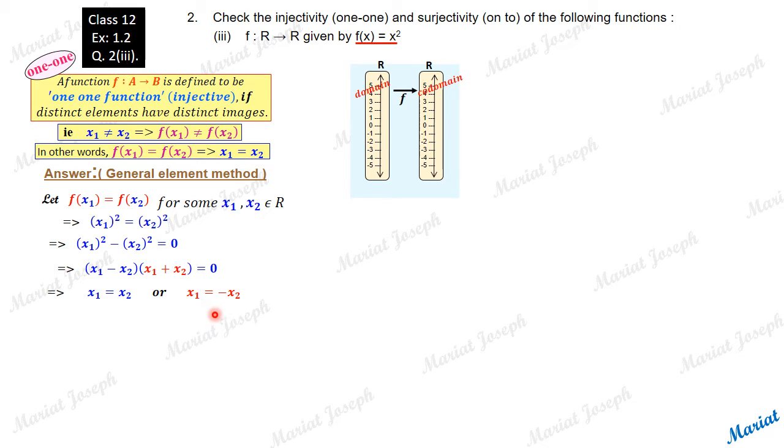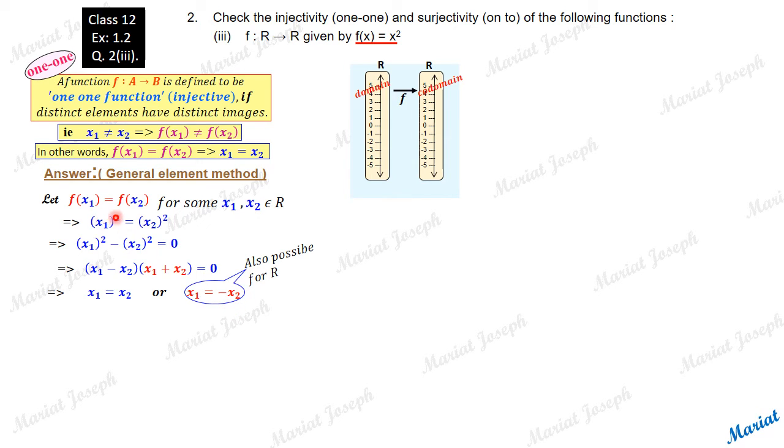Is it possible that x1 is the negative of x2? Yes, it's possible. x1 and x2 are taken from the set of real numbers, so this is possible. Whereas, if the domain was the set of natural numbers having all positive numbers, we would have said this part is not possible. But here, the domain is R, the set of real numbers, having negative as well as positive numbers. So this kind of an equality is possible.